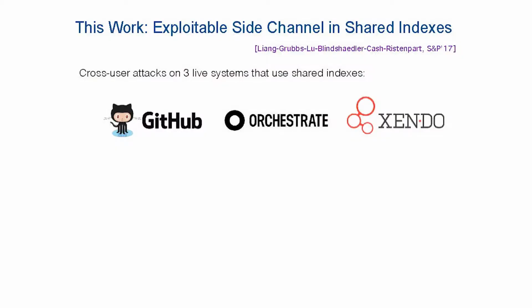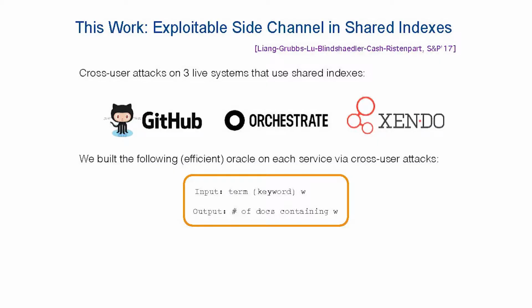Specifically, this work gives attacks on 3 live systems. We found a flaw in the industry standard architecture for supporting search on many-user systems. We were able to implement this attack against at least these 3 services, and it's probably effective against many more. Specifically, in each of these services, we construct an oracle by abusing this API, and this oracle has this input-output behavior. It takes as input a term, so a word, and it outputs the number of documents in the service created by any user that contain that term.